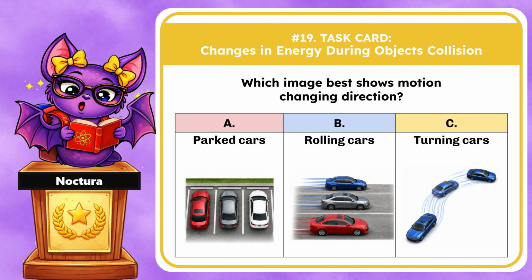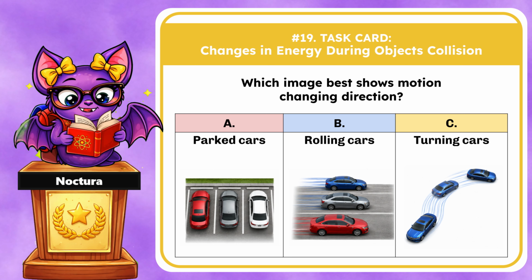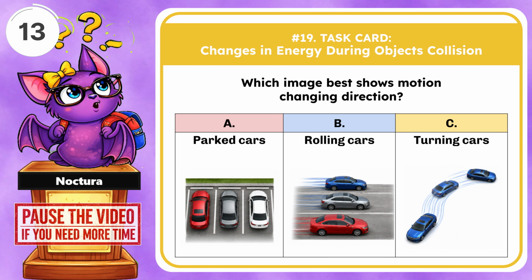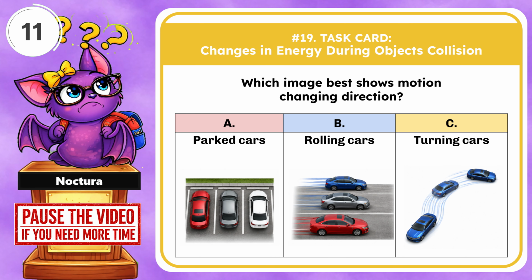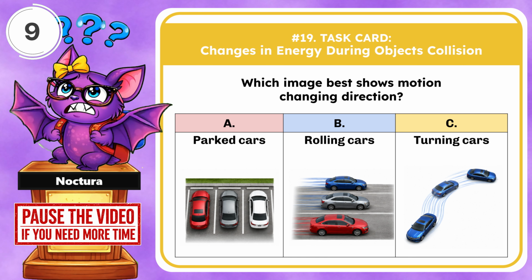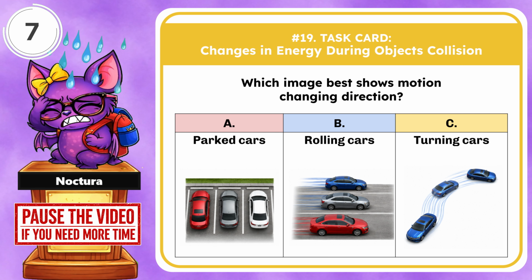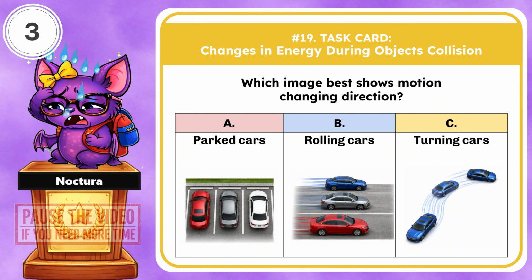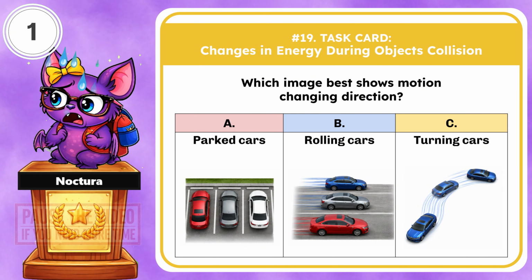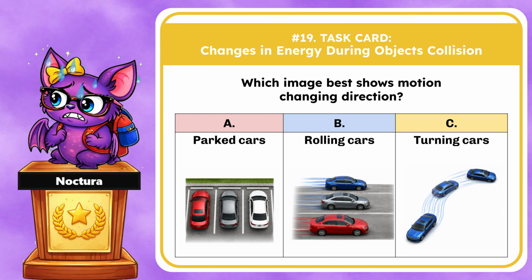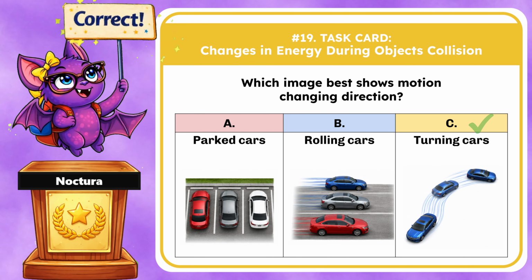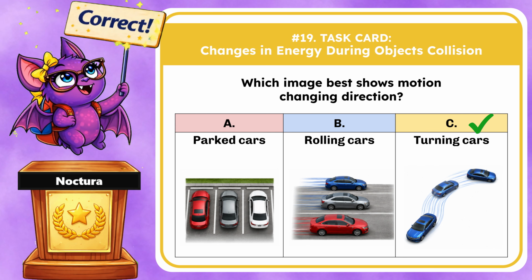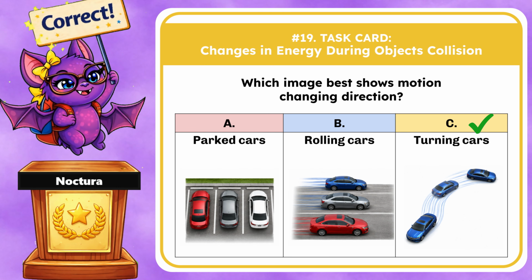Which image best shows motion changing direction? And the correct answer is letter C, turning cars.